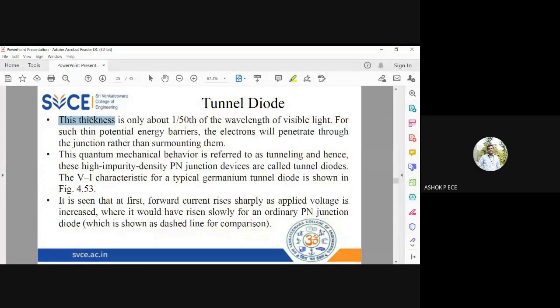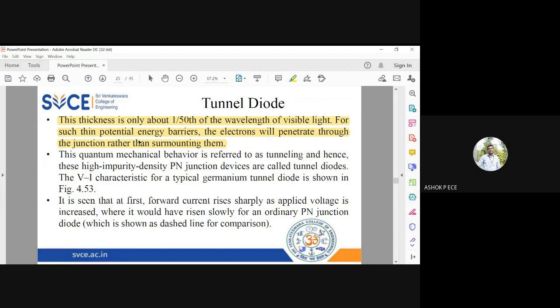So the depletion region is very thin. What happens is, instead of electrons crossing the depletion region or drifting, they start penetrating through the junction. Usually electrons will cross the depletion region using the available forward bias voltage which we apply to the diode, right? But here they penetrate into the region and come out easily because the depletion region width is very small. It is in the order of 0.01 micrometers.